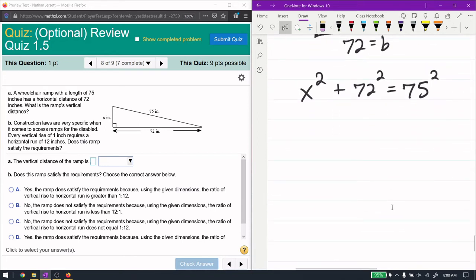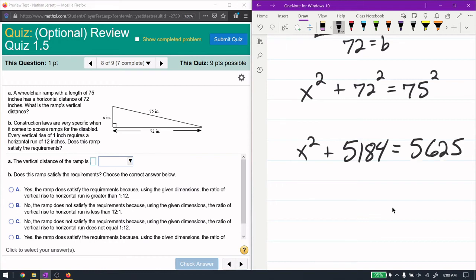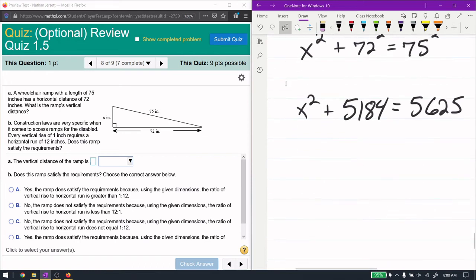Okay, this is actually a quadratic equation. We have x squared. I could write out what 72 squared is. I'm going to need to, I think. So let me just find that. 72 squared is 5184, and 75 squared is 5625. This is a quadratic equation, and this one's pretty easy to solve because we have just x squared by itself.